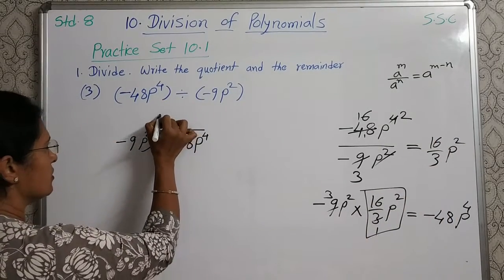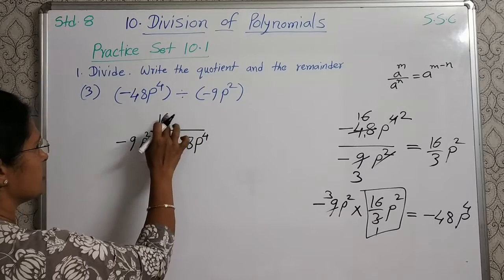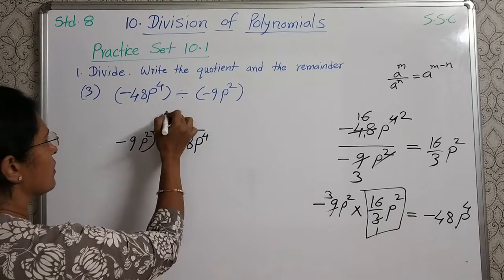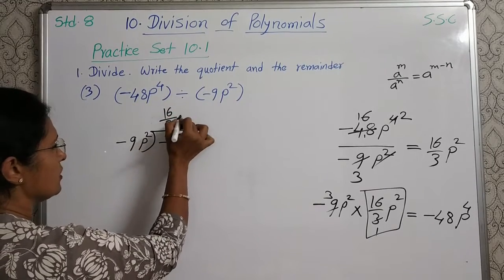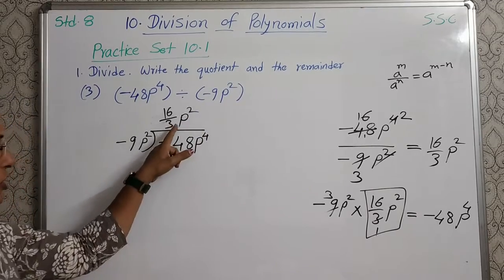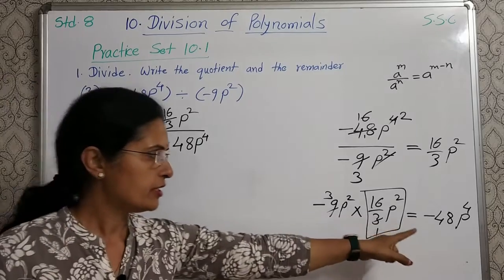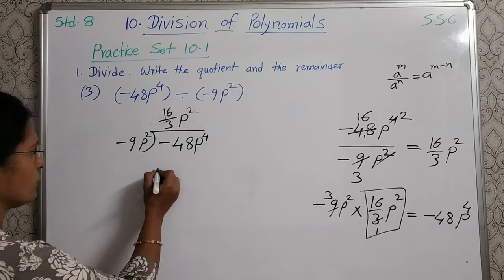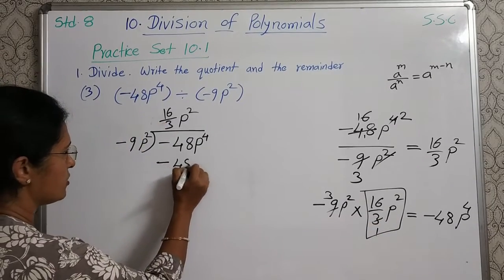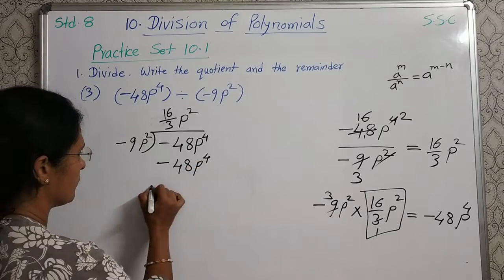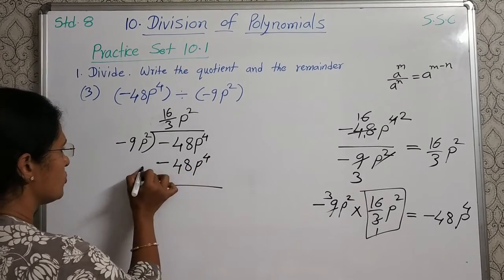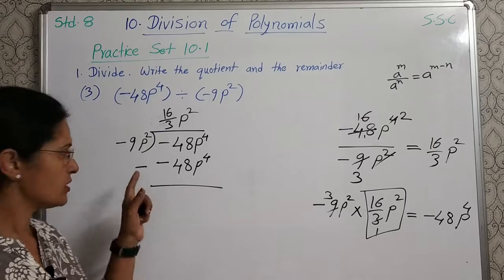We write it here, 16 by 3 p square is the quotient. When you multiply divisor and quotient, we get this minus 48p raised to 4. We write it here, minus 48p raised to 4. Now we'll subtract these two. So again here the subtraction sign.